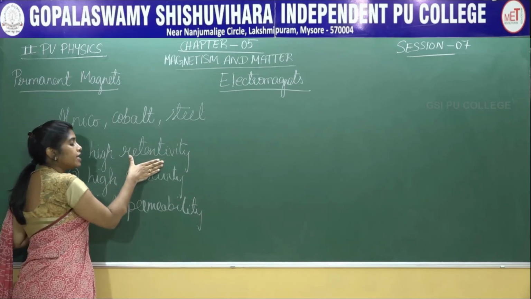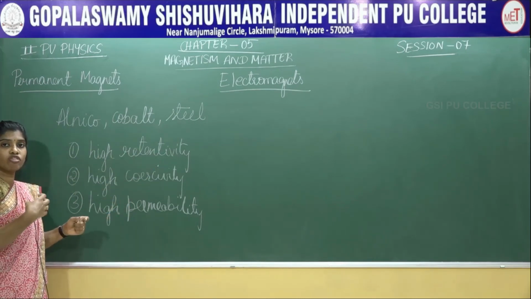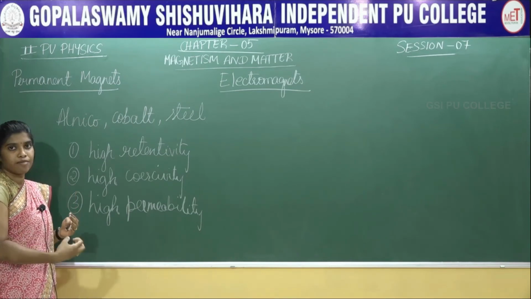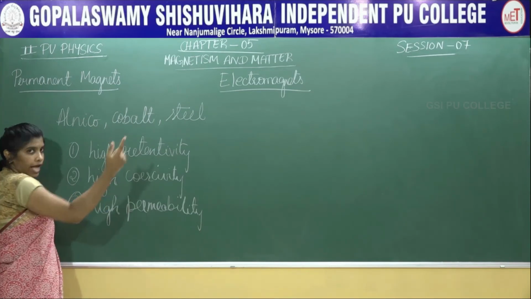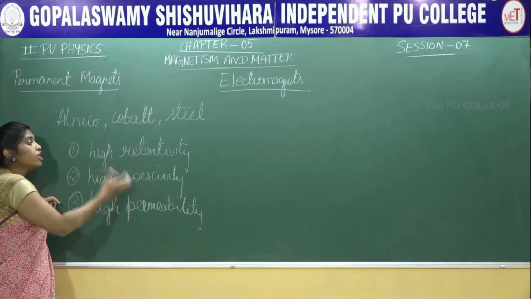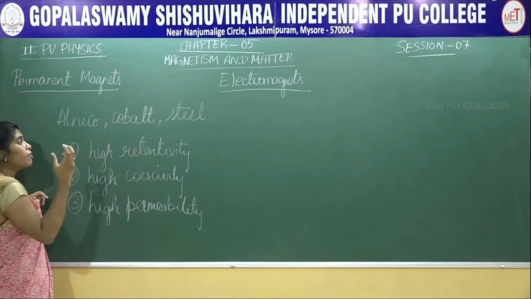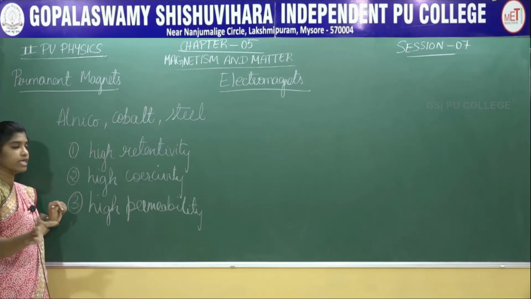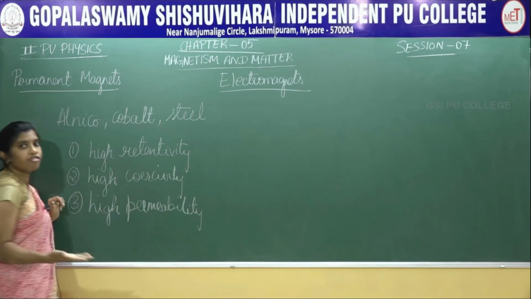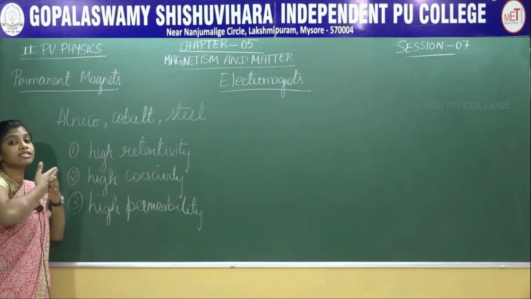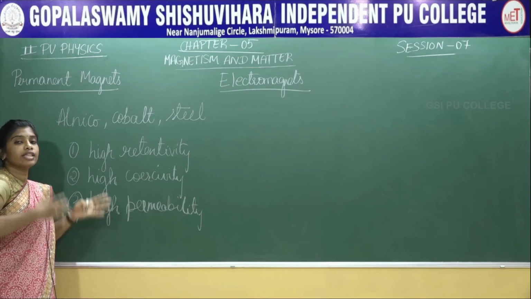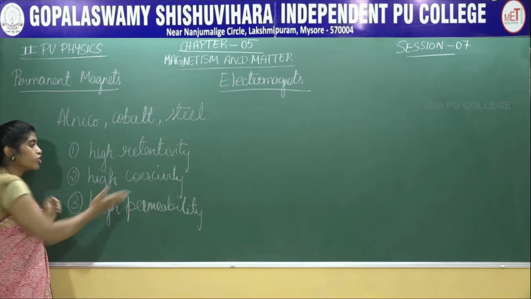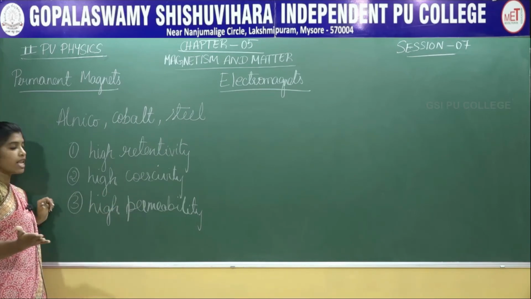So what do you mean by retentivity? Even after the removal of the magnetic field, they should have the magnetization retained in them. Therefore, if the retentivity is high, those ferromagnetic materials are going to make good permanent magnets. And the coercivity should be very high, because if the value of H needed is more, then the value of B will not become 0 very easily, and therefore the coercivity should be very large.